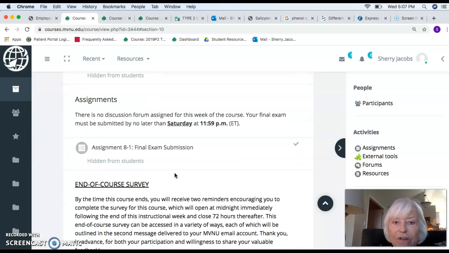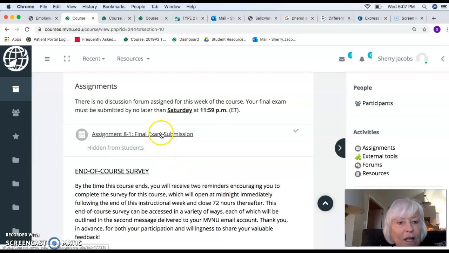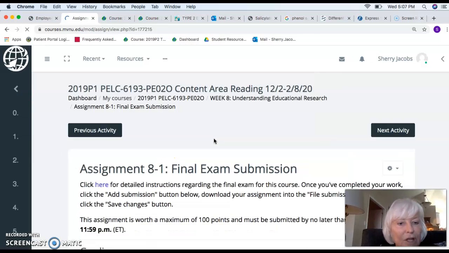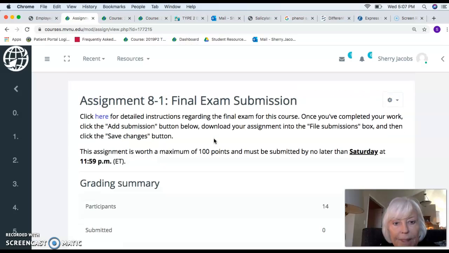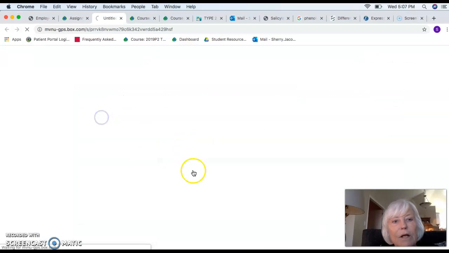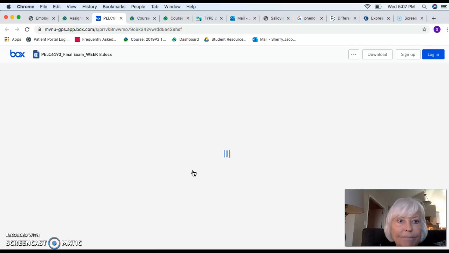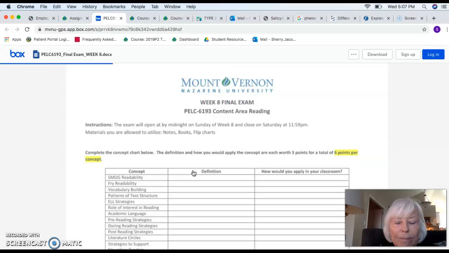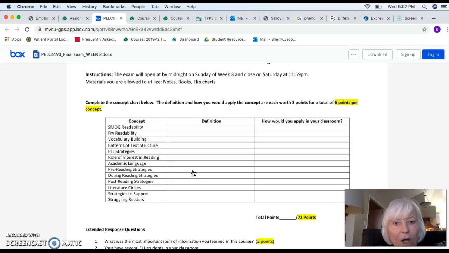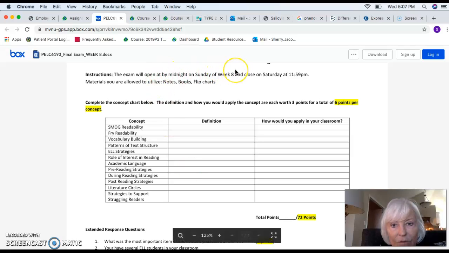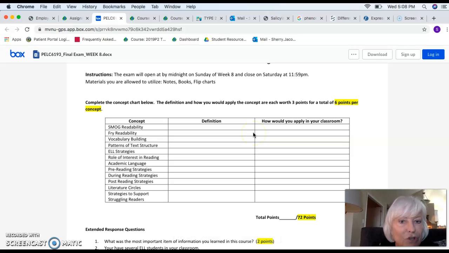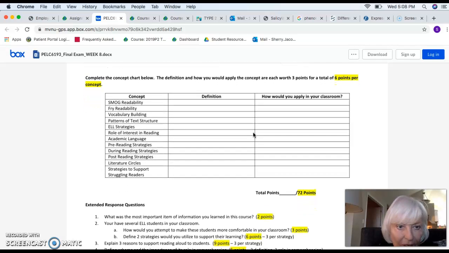There is no discussion forum. It is only your final exam and your end of course survey. Here are the directions for the exam, just like they've been under that blue here button the whole time. So it's going to open at midnight on Sunday of week 8, and it'll close on Saturday, 11:59. You can turn it in at any time that you want. You can use your notes, your books, your flip charts, whatever you need. The internet, I only ask that you don't consult with each other on it.